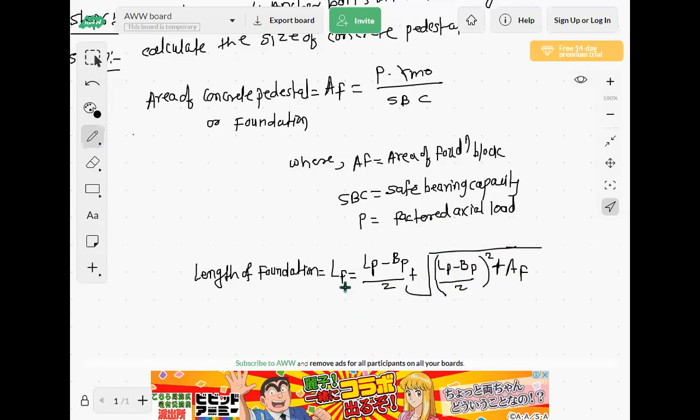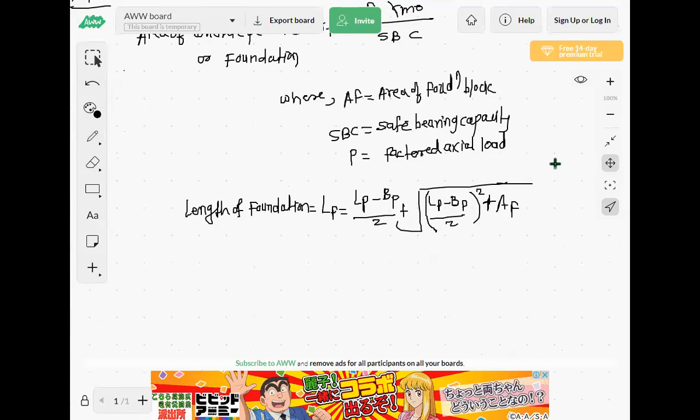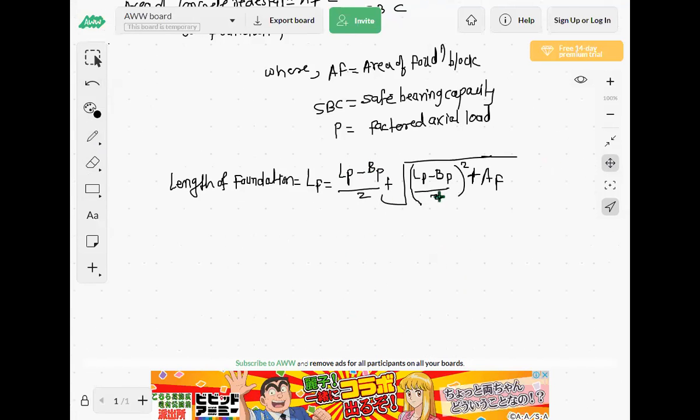In this way we can calculate the length of foundation. We have to use this formula. A similar formula we used for the length of base plate. The same formula we use for the calculation of length of foundation.